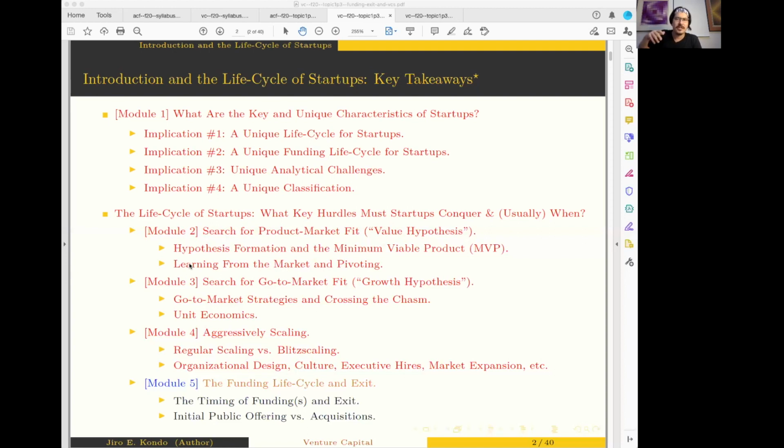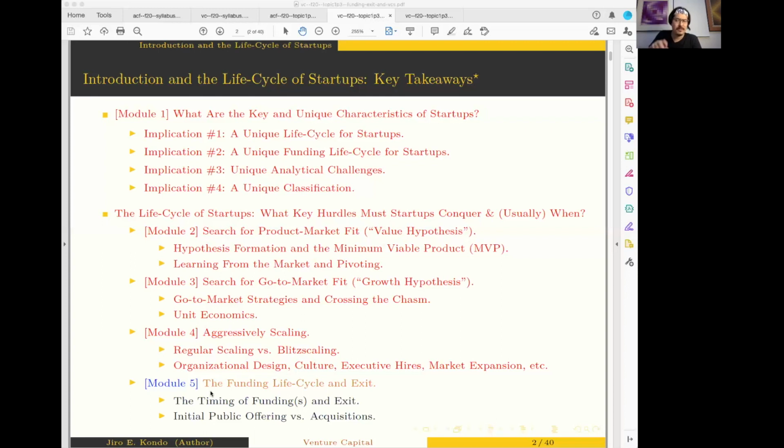So you'll notice there is going to be one module in this course that's in the syllabus that I am skipping. And again, I just want to justify the reason for doing that. It's that the stuff that was going to be done in this module, right? So today we'll be doing module 5, which is going to be moving beyond the life cycle of startups and now talking about the funding life cycle and the process of exit, i.e. IPOs, acquisitions. That's what we'll focus on today.